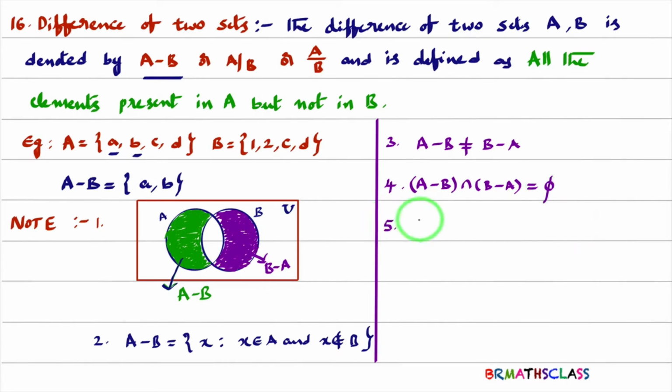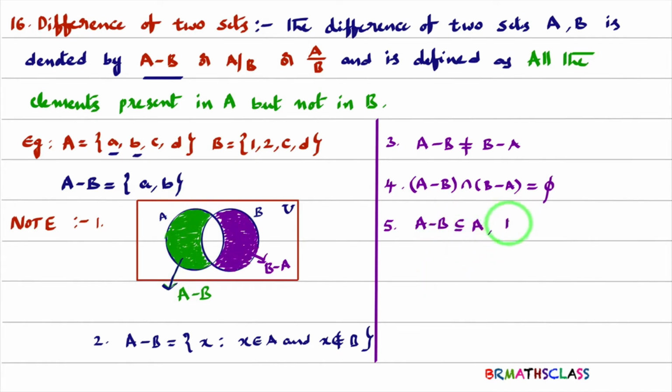Now fifth point, you can observe here A minus B and A. If we consider A minus B, this is A minus B. Is A minus B a subset of A? All the elements present in A minus B are present in A. We can easily understand this. You observe this is set A. This is A minus B. Are all the elements present in A minus B present in A or not? Yes. So A minus B is a subset of A.